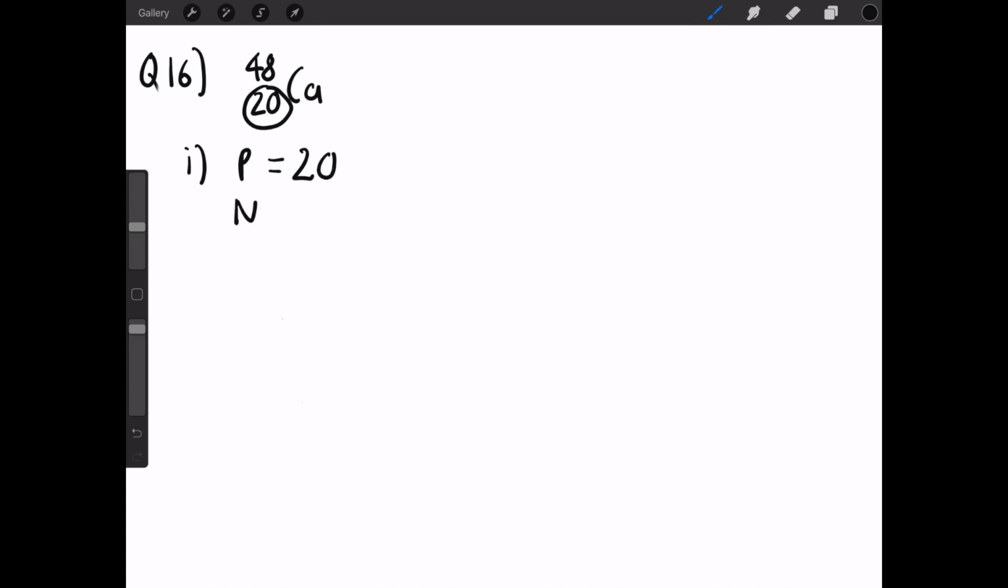To work out the number of neutrons, you take this number and you take away the bottom number, so that will give me 28. And the number of electrons, well, we can assume it was neutral to start with, so it had 20 to begin with, but it's now lost 2, so we are left with 18 electrons.